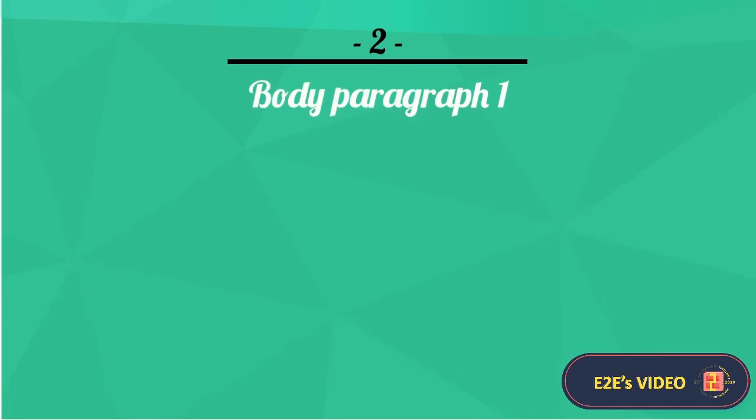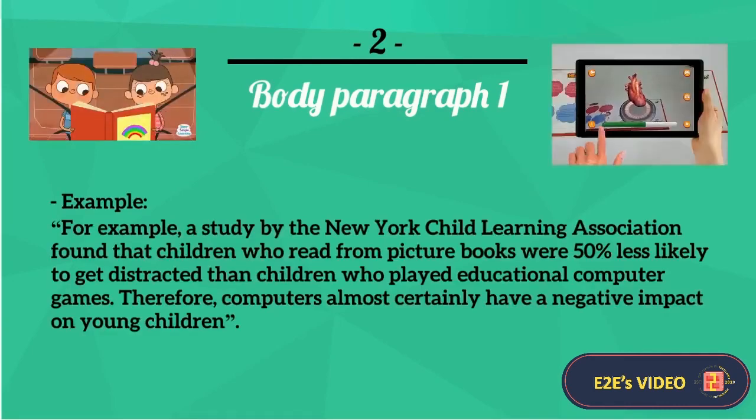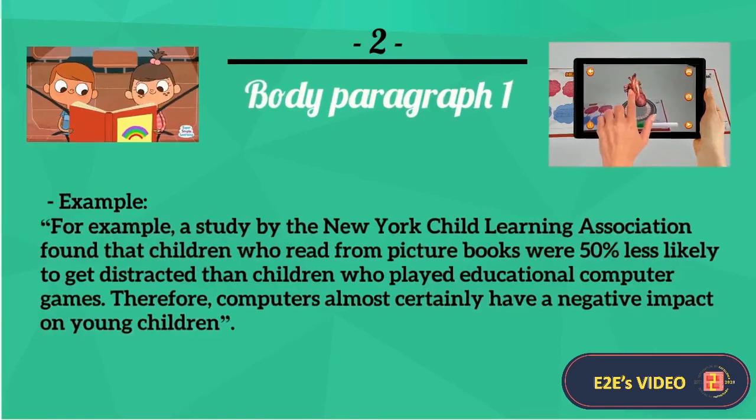And in order to make the explanation more convincing, we need to back it up with an example, which is presented in the rest of the paragraph. For example, a study by the New York Child Learning Association found that children who read from picture books were 50% less likely to get distracted than children who play educational computer games. Therefore, computers almost certainly have a negative impact on young children.